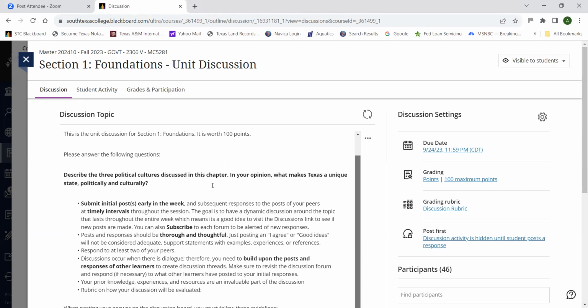And then, in your opinion, the second question: what makes Texas a unique state politically and culturally, right? So here you can expand upon what I was just talking about, that Texas is a mixture of mostly traditionalistic and individualistic political culture. You could make an argument that the Austin area has some moralistic, as Austin has become the epicenter of liberalism in Texas. That's why a lot of people compare it to California, right?